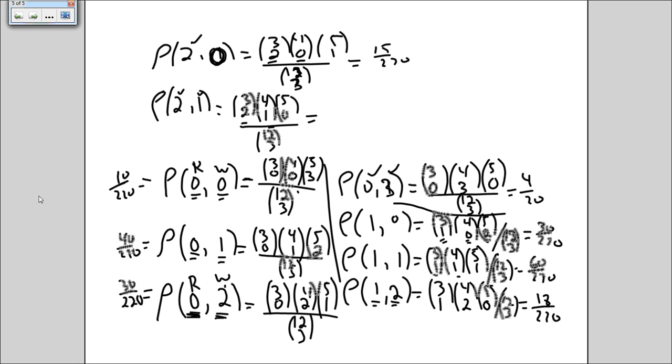And there's no reason why we can't have 3 reds and no whites. So from the 3 reds, we want to choose all 3. From the 4 whites, we want to choose 0. I've already chosen 3, so I can't choose any from the 5. And this gets divided by 12 choose 3. And this number happens to be just 1 out of 220. Okay, so we have all of this.